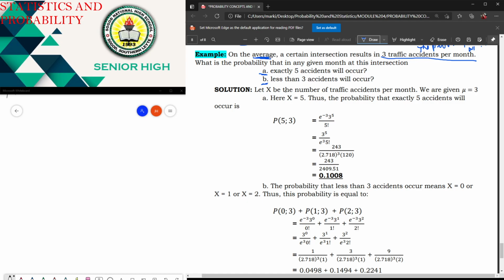So let's start with letter A. Exactly. When you say exactly 5, so that is 5. So your mu or the mean is 3. And what is your x? X is 5. So by the formula, substitute.